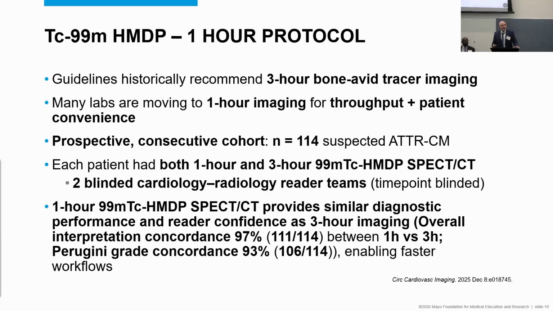In our lab, we actually use HMDP, which is another tracer. We do a 1-hour protocol, so it's a faster throughput. We did a comparison between 1 hour and 3 hour, with no significant difference in diagnostic performance or the reader's confidence. So we do a 1-hour protocol and have been successful at doing so. Unfortunately, as you are probably aware, there's both an HMDP and a PYP shortage. So at the moment, we are having some difficulty getting the tracer.